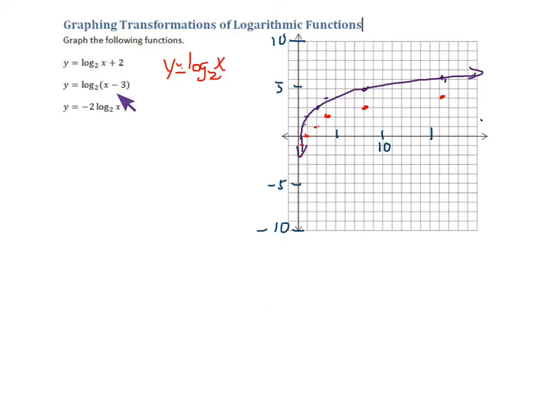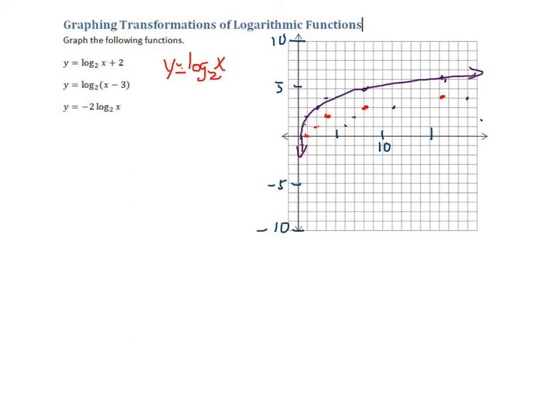If we subtract 3 on the inside, like other functions we've seen, this is going to move it right or left. Subtracting is going to move it right, adding is going to move it left. So that's going to move it right 3 because it's subtracting. So let's take our red points and go right 3, and the whole curve will shift that way.